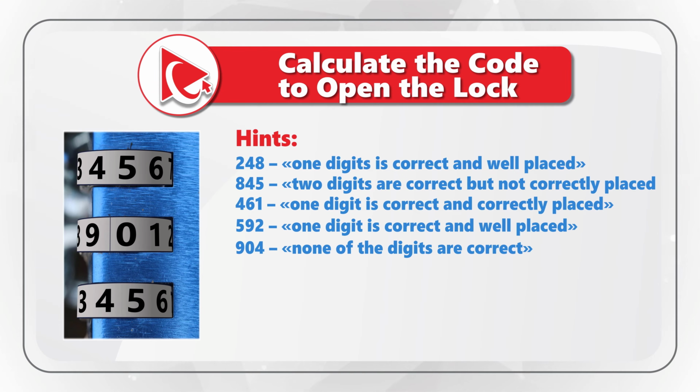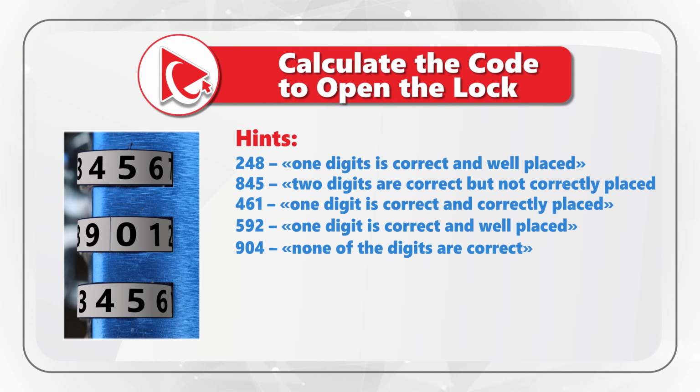The hints are: in the digits 248, only 1 digit is correct and well placed. In the digits 845, 2 digits are correct but not correctly placed. In the digits 461, only 1 digit is correct and it is correctly placed. In the digits 592, only 1 digit is correct and it is well placed. And last but not least, in the digits 904, none of the digits are correct.